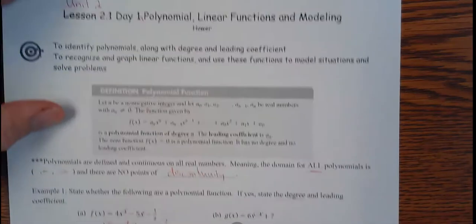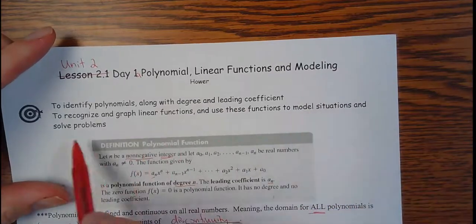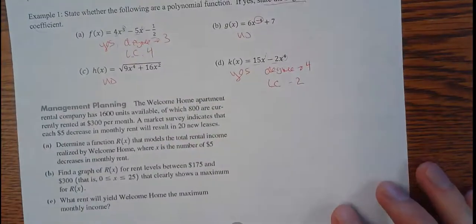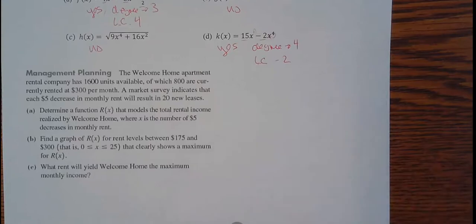Okay, down here, so we said we're going to model situations and solve problems. So that's what we're going to do down here. The Welcome Home Apartment Rental Company has 1,600 units available, of which 800 are currently being rented at $300 per month. A market survey indicates that for each $5 decrease, so if they lower their rent, more people would rent from them. So you'd get about 20 new leases for every $5 you drop the price, according to their survey.